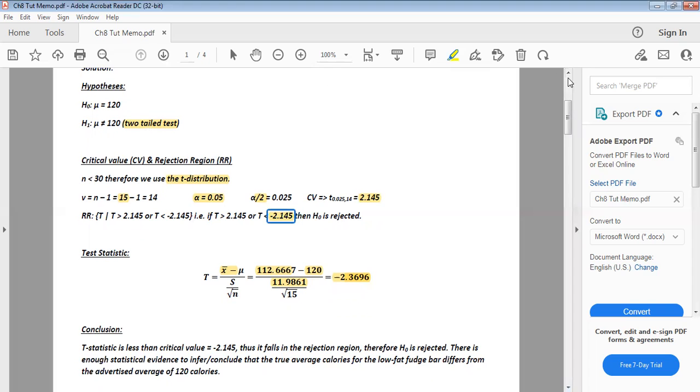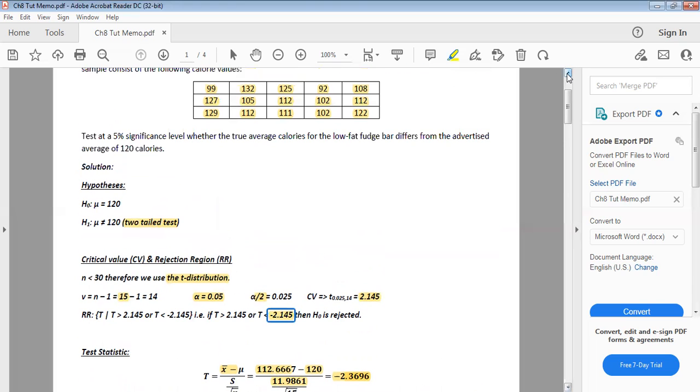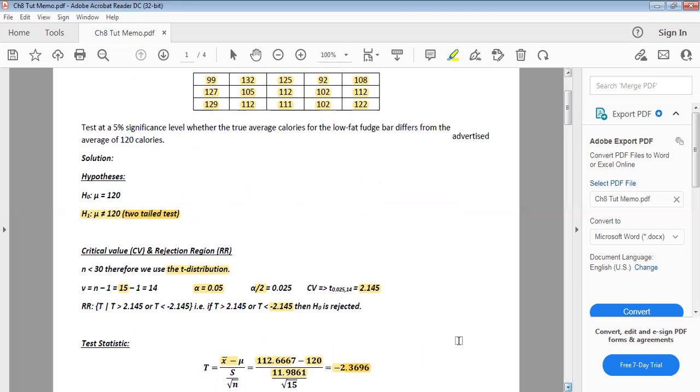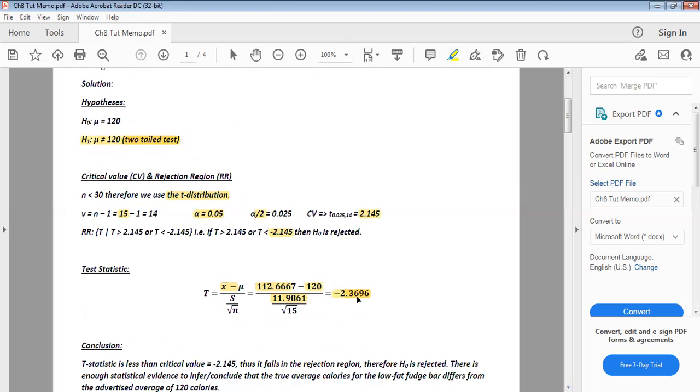So what it means is that there is a difference. So we can accept our alternative hypothesis, which says that there is a difference. If we reject the null hypothesis, that means we can accept it. But if it was the other way around, let's say this one was greater than that one, then we would not reject the null hypothesis.